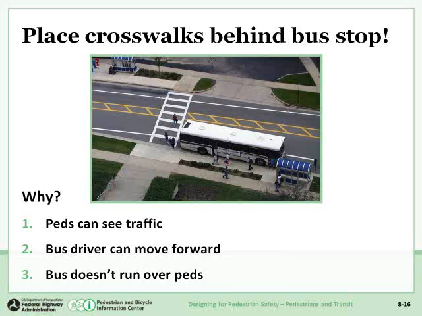So you can see in this photo right here, by placing the crosswalk behind the bus stop, the bus can pull forward and pedestrians can cross the street. This is important because it helps avoid these 3 things here. First, pedestrians can see traffic because instead of being in front of the bus, they're behind it, so they can see the approaching vehicles. The second thing is the bus driver can move forward after the pedestrians get off the bus, and the pedestrians will not be delaying the bus from leaving. And then, of course, related to that second item, the bus doesn't run over pedestrians as it pulls forward and moves from the bus stop.